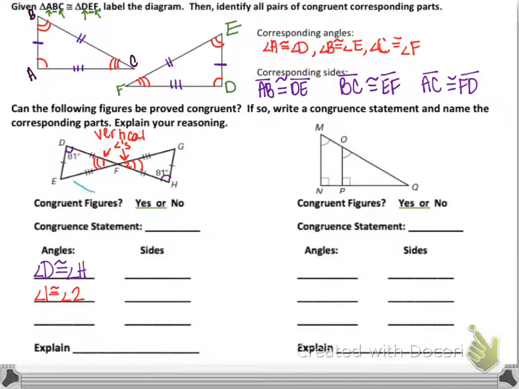So notice what we have here. We have two angles in one triangle congruent to two angles in another triangle. Okay, so since I've got these two sets of angles congruent, by the third angle theorem, I know that angle G is going to be congruent to angle E.